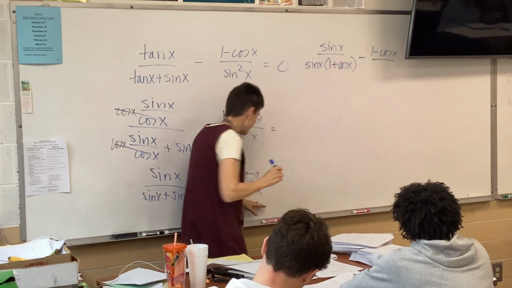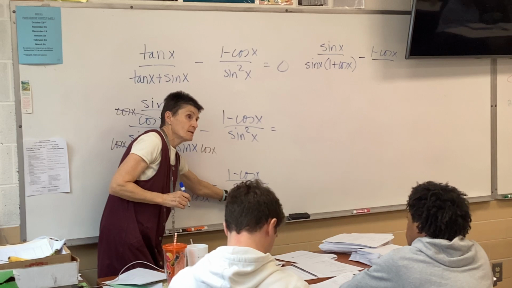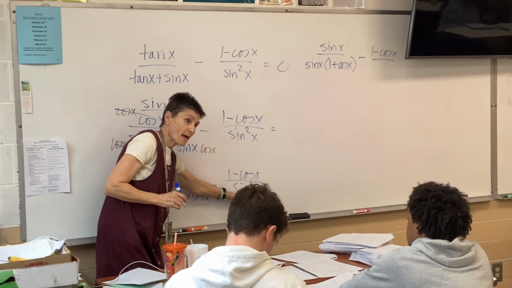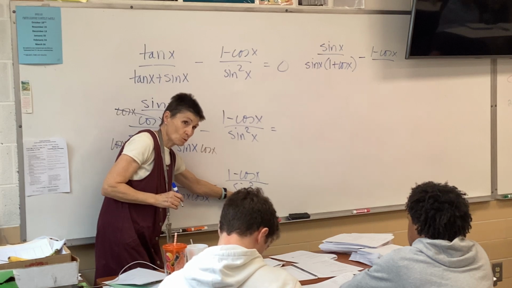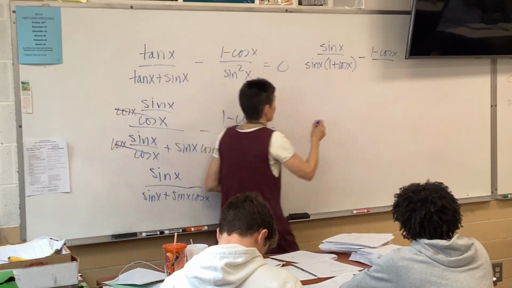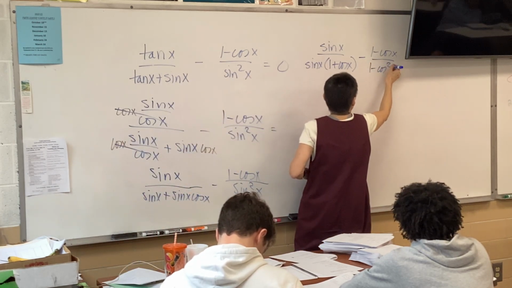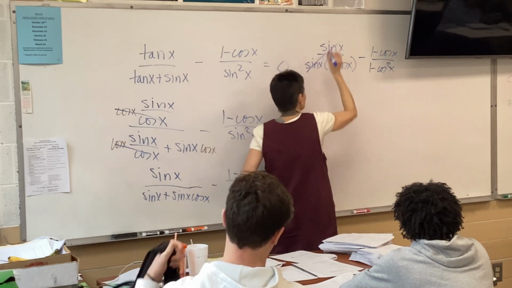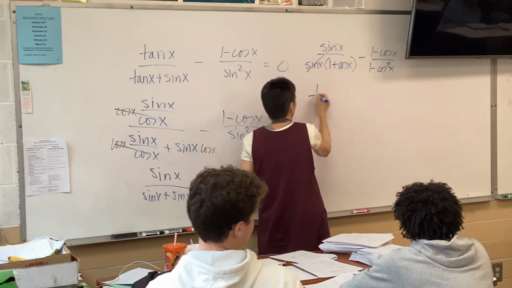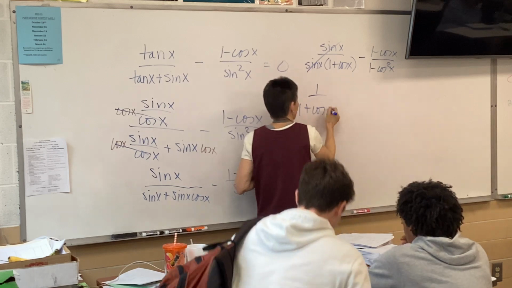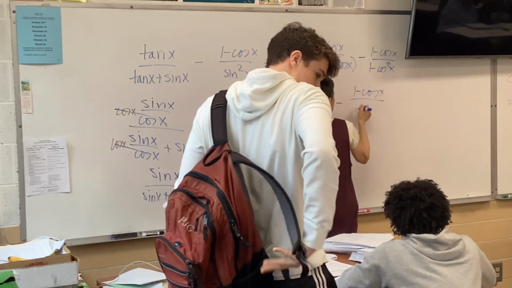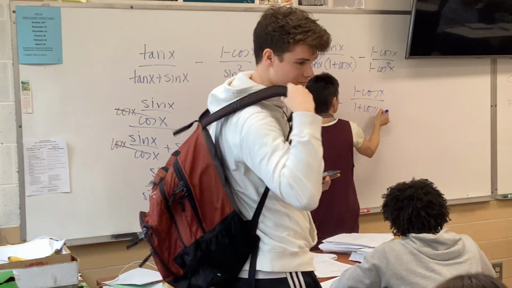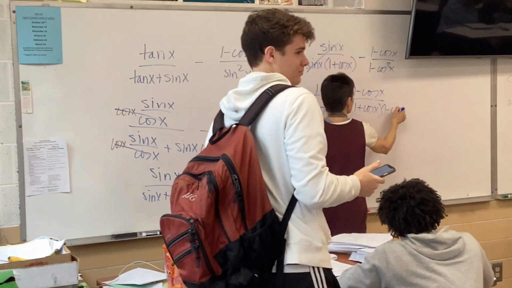And remember when somebody right away said, let's change that into 1 minus cosine squared? Because then I'll have 1 over 1 plus cosine minus 1 minus cosine over 1 plus cosine.